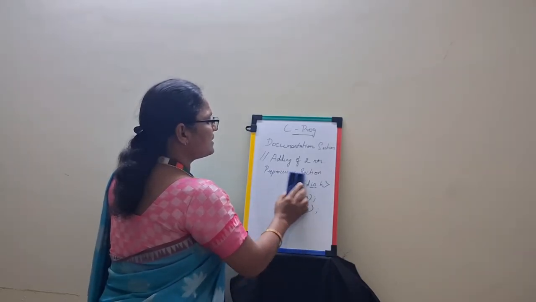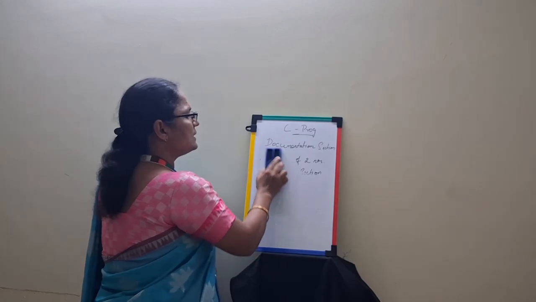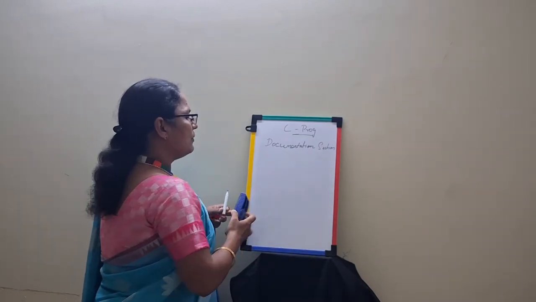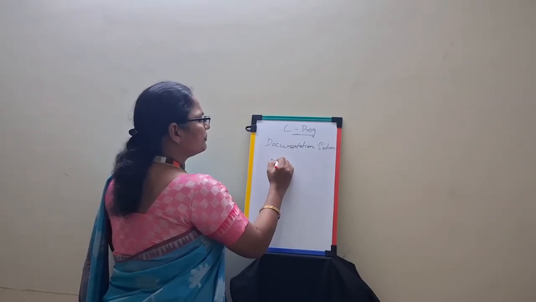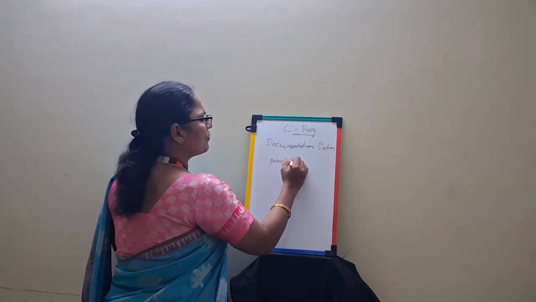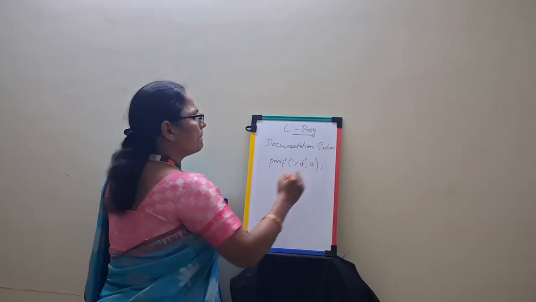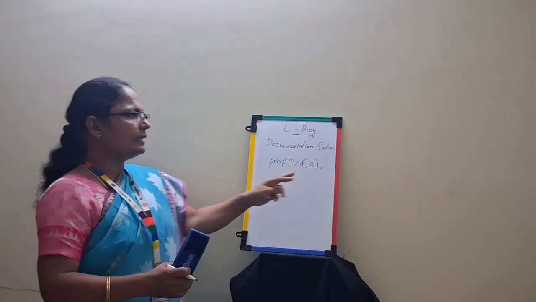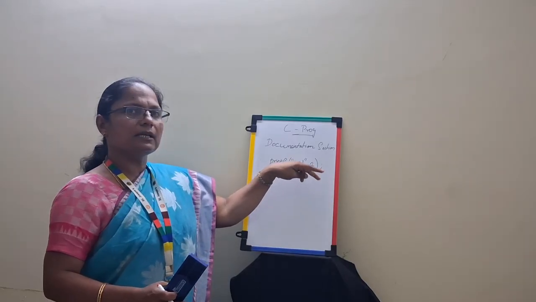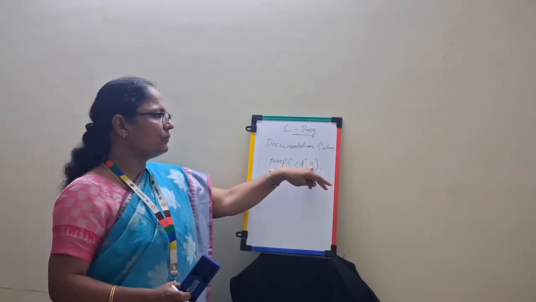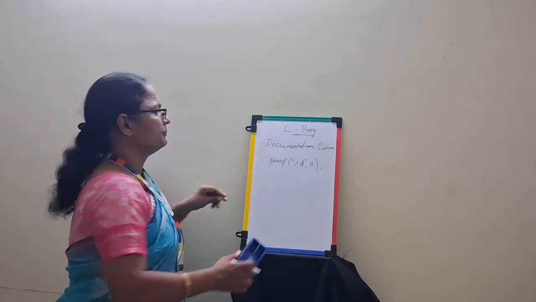We can use a format specifier also to print A. If I want to print the value of A, I can give printf percentage d comma A. There I can just print the variable A. So the value of A will be replaced, and we will be printing the value of A.